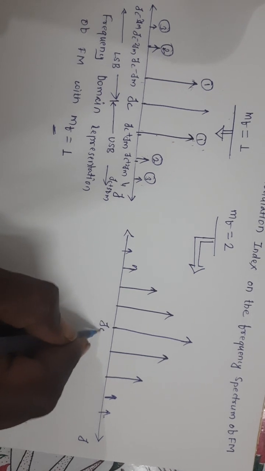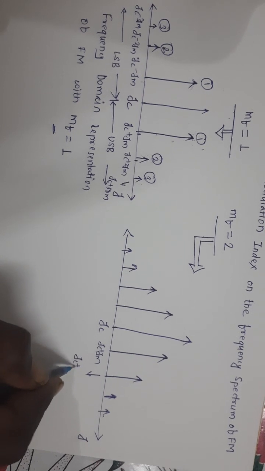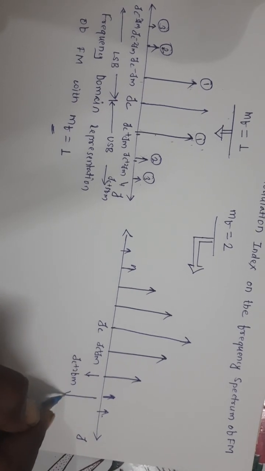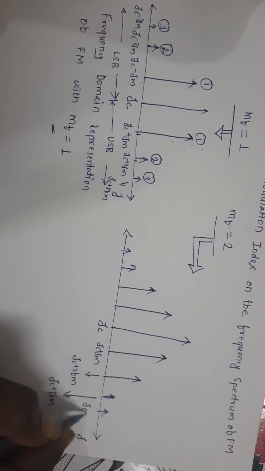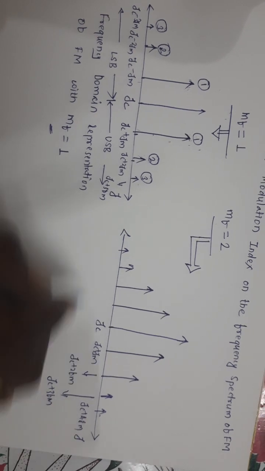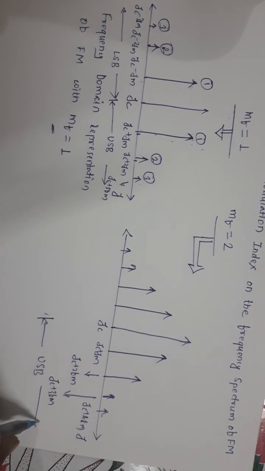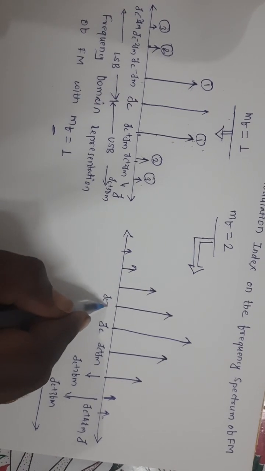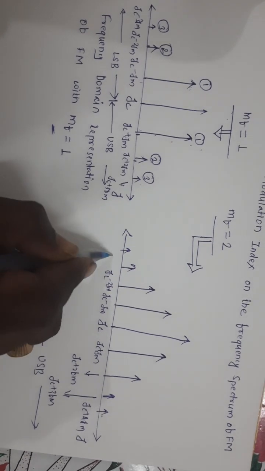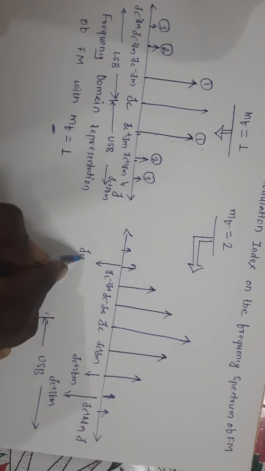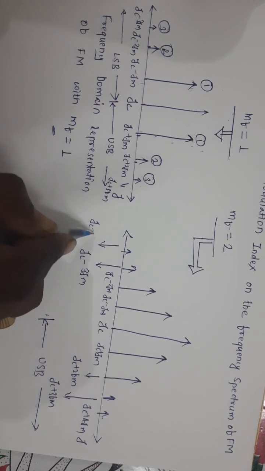So here it is FC plus FM, then FC plus 2 FM, then FC plus 3 FM, and last FC plus 4 FM. Similarly, all these are nothing but the upper sideband, USB. Similarly, here it is FC minus FM, FC minus 2 FM, then FC minus 3 FM, FC minus 4 FM.